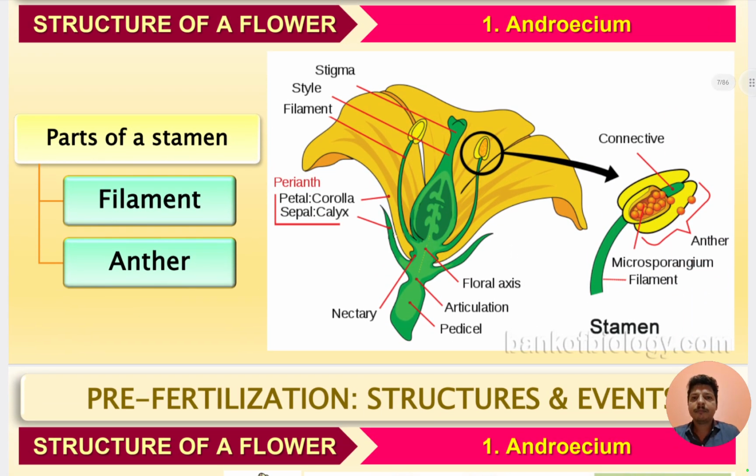Next, parts of stamen. Though you are seeing the androecium, let's see the parts of stamen, filament and anther. See the same diagram. Filament is the stalk part present in this one. You can see it is the filament, and anther. This is the anther portion, which has a number of microsporangia.